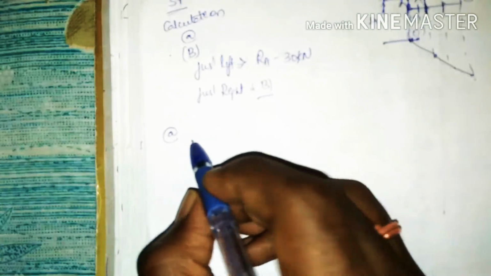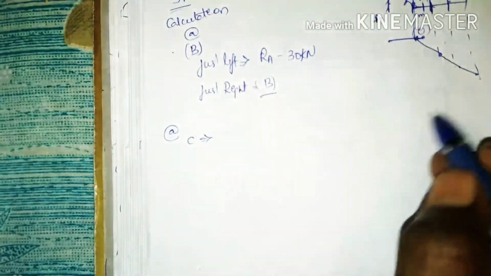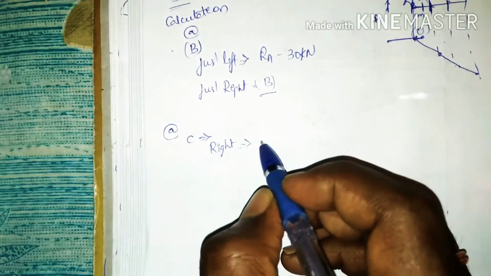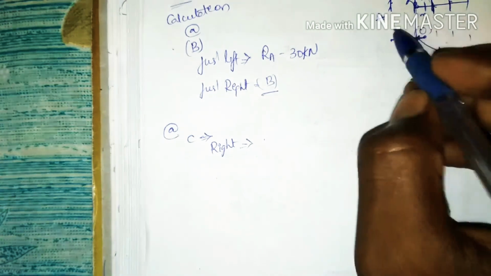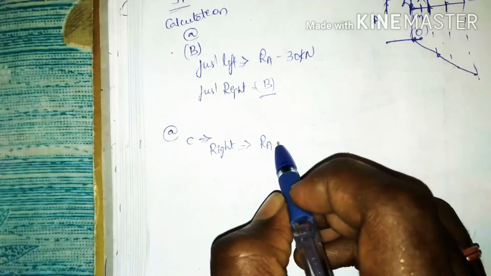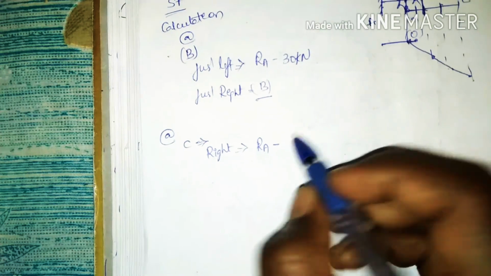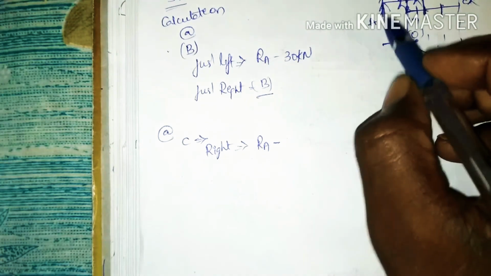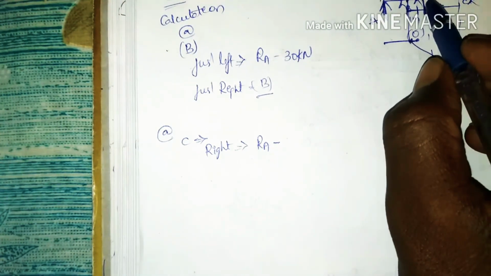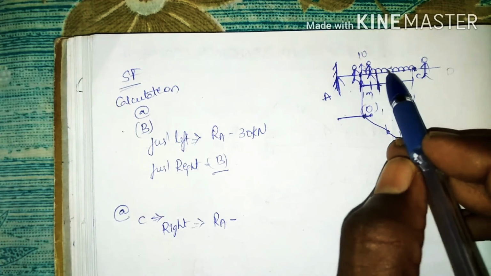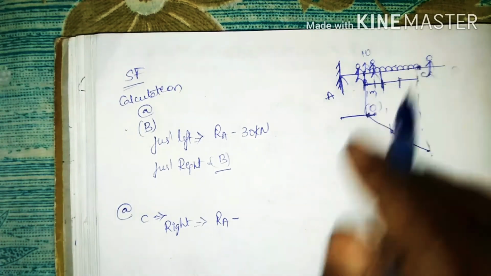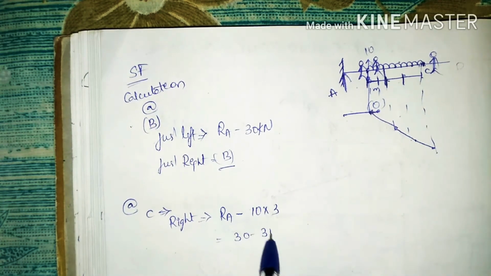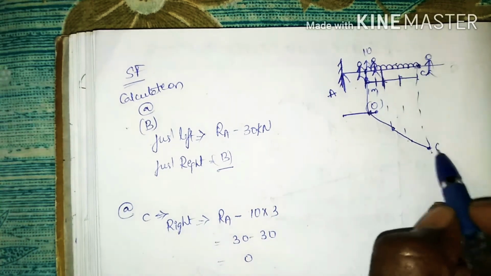At C, it is the same as it keeps decreasing. If you stand right of C, we have an upward reaction RA minus the total load. When you stand here, you find the RA reaction in the upward direction and a UDL load of 10 into 3 meters, that is 10 into 3. That is 30 minus 30, equal to 0. So here it is a 0 value.